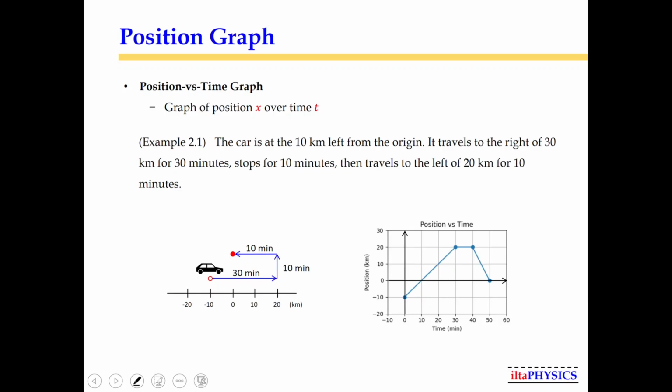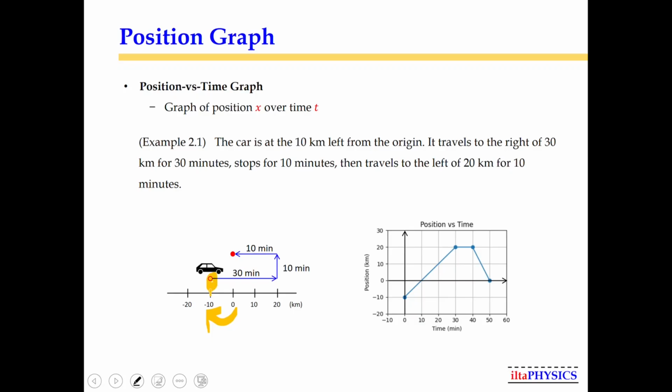You need to read the problem carefully. A car starts from a point that is 10 kilometers to the left of the reference point, or the origin. Then it travels 30 kilometers to the right for 30 minutes. After that, it stays stopped for 10 minutes. Then from that spot, it moves 20 kilometers to the left for 10 minutes and then comes to a stop. The car's motion described in words above is drawn visually in the diagram at the bottom left. The car starts at minus 10 kilometers from the origin.